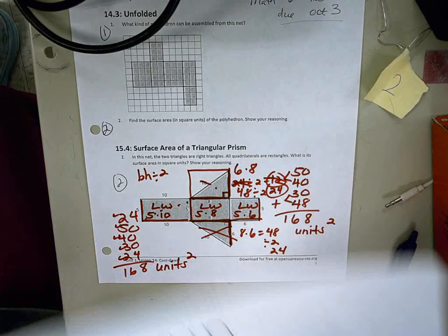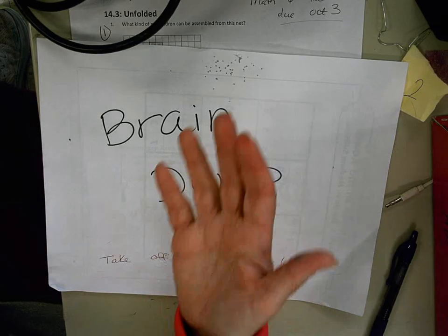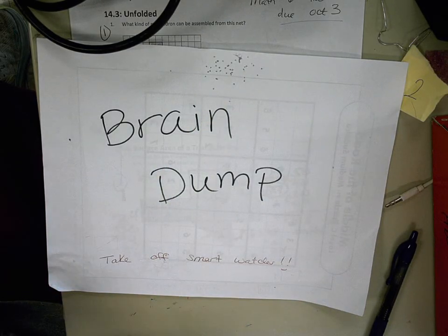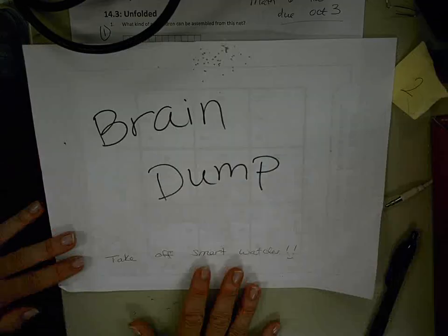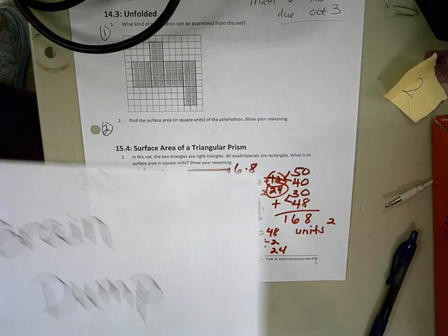Also remember, for the quiz, you'll be allowed to do a brain dump. I will play a fun little song for you. You can write as many notes to yourself as you want from memory about Unit 1, about nets and surface area and volume. We'll take off any smartwatches or devices. You'll be able to use your brain dump to help on your quiz.